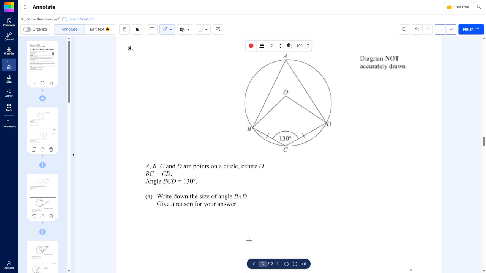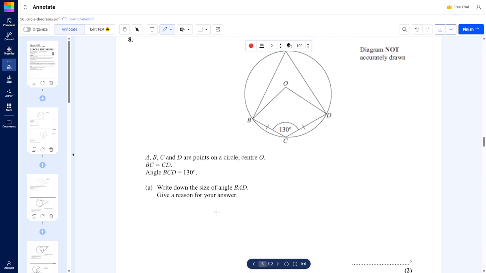That's pretty simple. A, B, C, and D are points on the circle center O. BC is equal to CD. Angle BCD is 130 degrees. Write down the size of angle BAD. Give a reason for your answer.